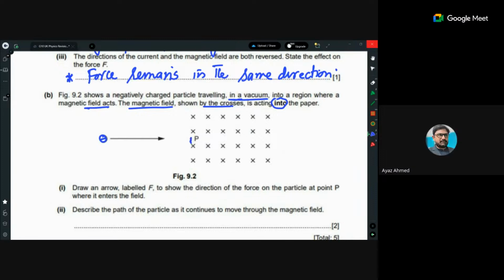Very good. So you have to draw an arrow here. This is the direction of the force. So you will score 1 mark. Got it? Got it. Okay.